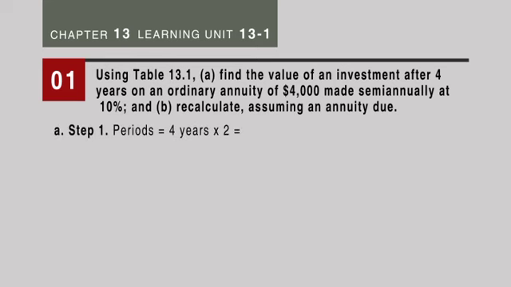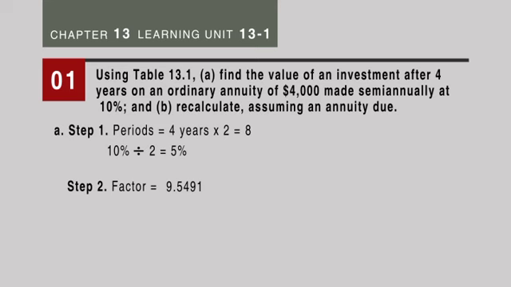Step number 1. Our periods will be 4 years times semi, or 8 periods. Our annual rate is 10% divided by semi-annually, which will be 5%. Going to the amount of annuity table, we would go to 5%, and we're talking 8 periods, which would be 9.5491.